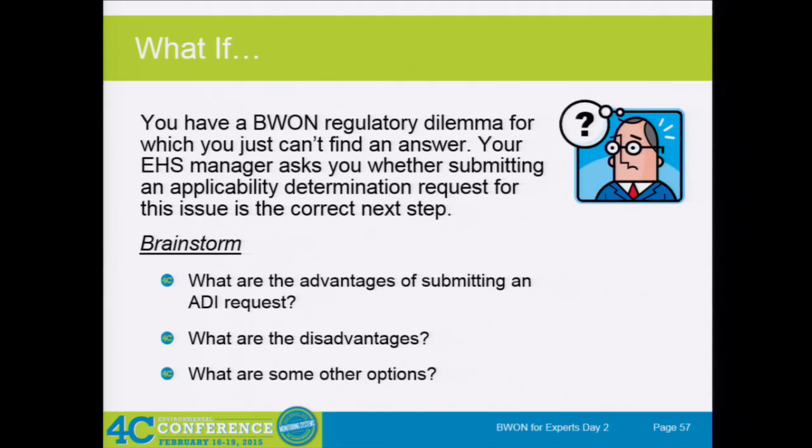Okay, so you have a B1 regulatory dilemma for which you just can't find an answer. Your EHS manager asks you whether submitting an ADI for this issue is the correct next step. So what are the advantages of submitting an ADI? What are the disadvantages, and what are some other options?